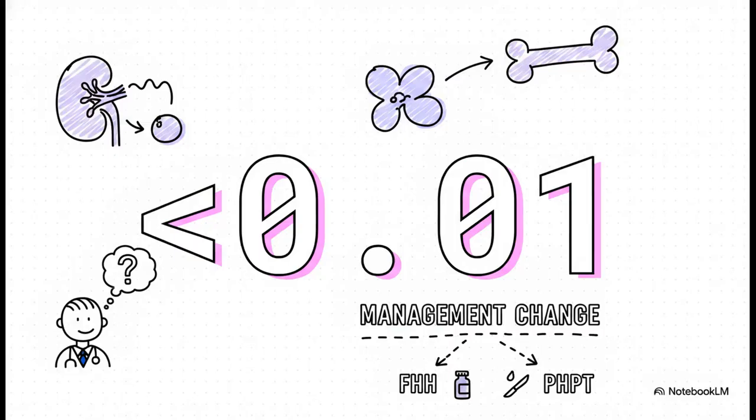Well, it all comes down to this one specific number. A calcium to creatinine clearance ratio of less than 0.01 definitively diagnoses FHH. In stark contrast to that, primary hyperparathyroidism usually features a clearance ratio of greater than 0.02. It's this incredibly subtle numerical difference, but it completely changes your management plan.